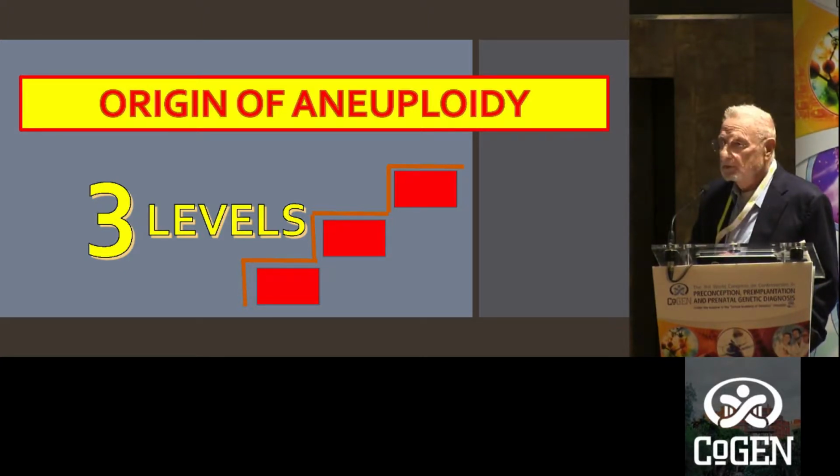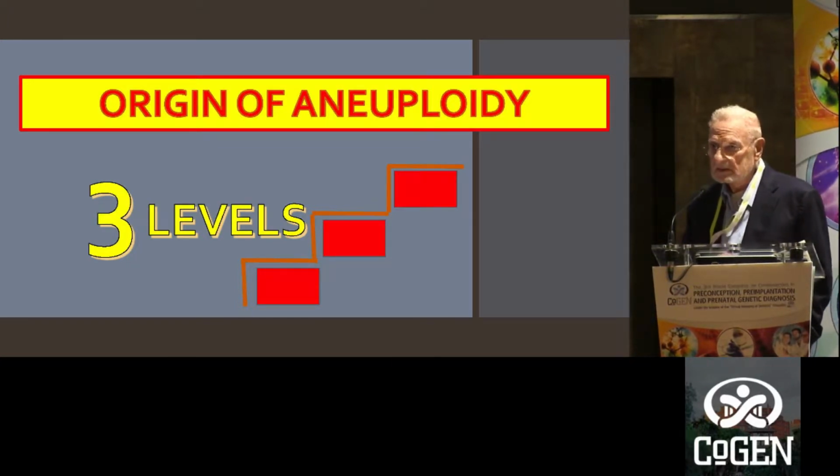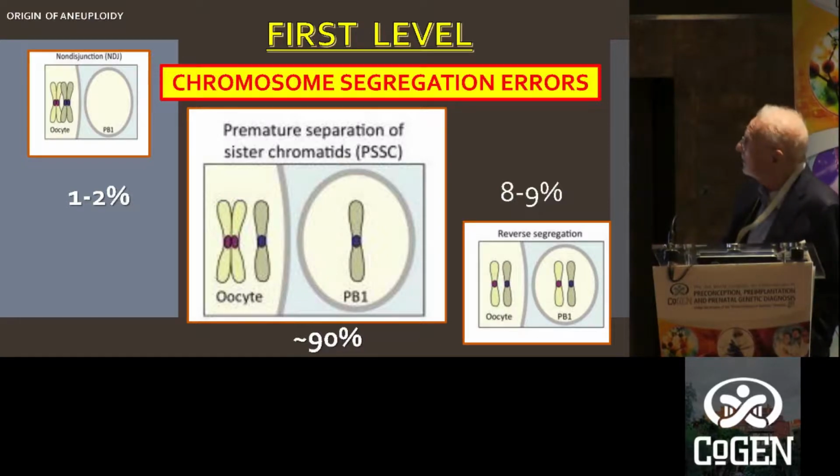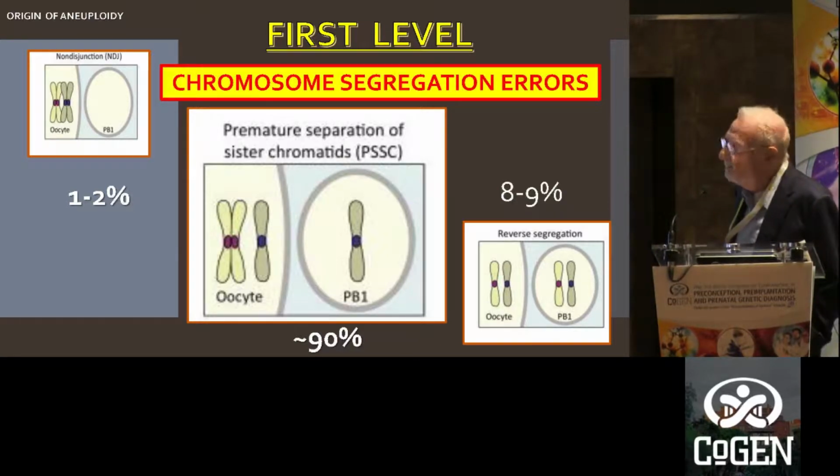So I want to discuss with you the origin of aneuploidy from 3 levels. They're artificial levels, to be sure, but I thought they would compartmentalize our thinking as to the nature of possible explanations as to the origin of aneuploidy. At the chromosomal level, there are 3 major mechanisms that have been identified as contributing to the origin of aneuploidy.